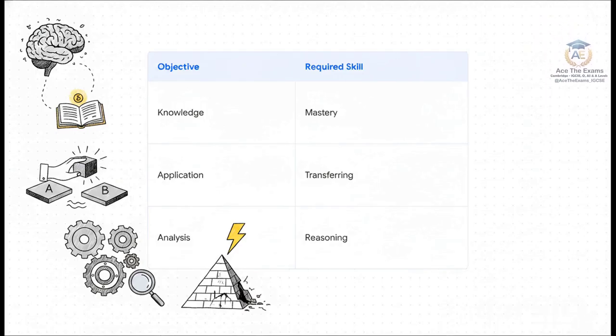And finally, analysis. This requires systematic, evidence-based reasoning. This is where you explain the why. Why are certain specific lines missing from an absorption spectrum? Think about a PEEL framework here: point, evidence, explanation, link. If your foundational definitions from the knowledge stage are weak, your analysis is going to completely crumble. It's a house of cards.